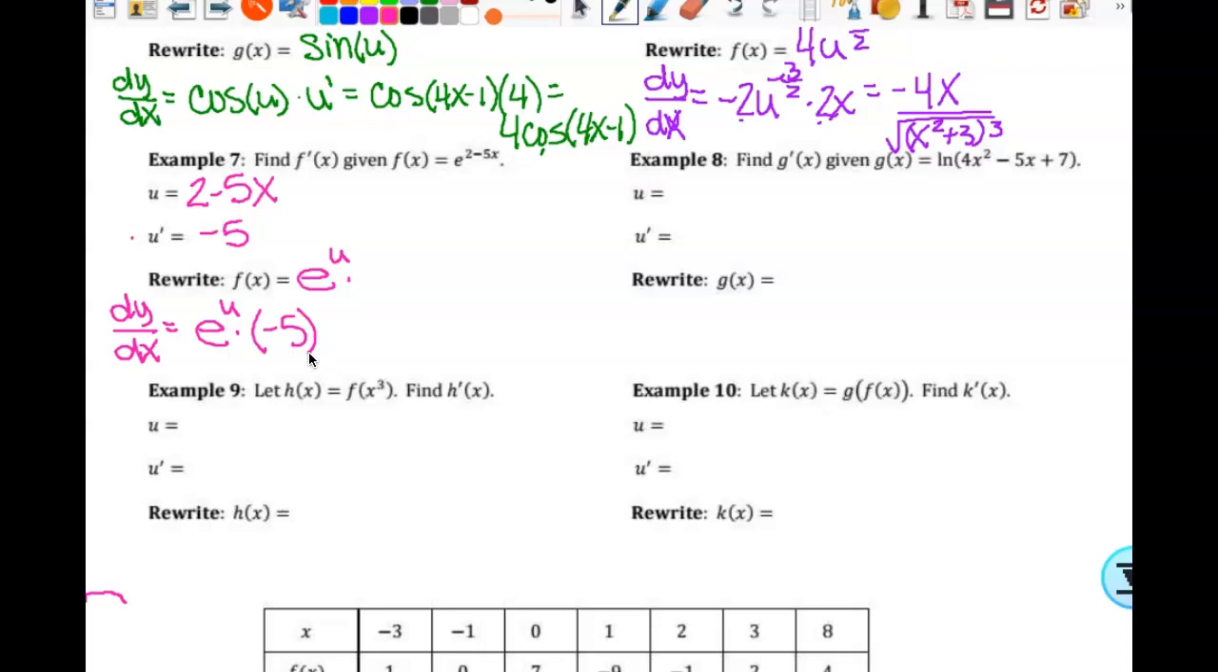Then I got to get rid of all the u's. So I'm going to put negative 5 out in front. So it's going to be negative 5e to the 2 minus 5x power.